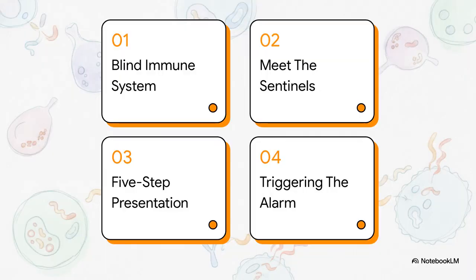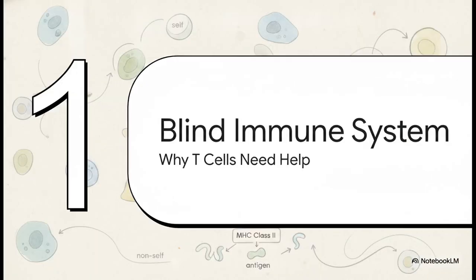Okay, let's dive right into this. Here's how we're going to break it down. First, the blind immune system. Second, meeting the sentinels. Third, the 5-step presentation. And finally, triggering the alarm. All right, part 1, the blind immune system, or why T cells really need our help.